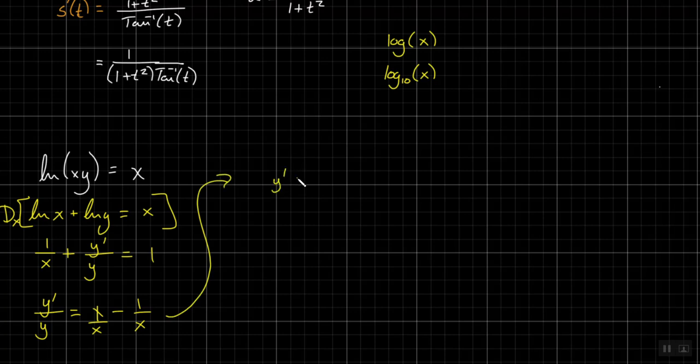y prime equals, and I'm just going to say y times x minus 1 over x. And all I've done is I've cleaned it up with a single fraction and multiplied by y. Okay, now this is all fine and dandy, except I don't know that we're quite done. We need to find y prime of 1, right? But check it out. How many variables are in my derivative?